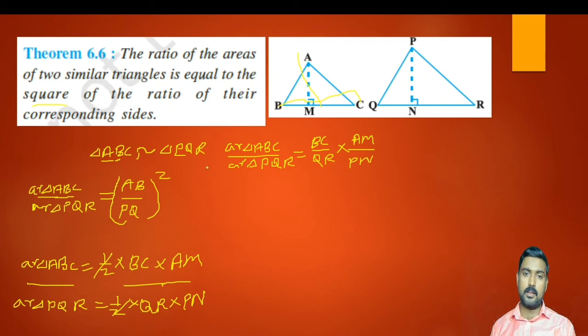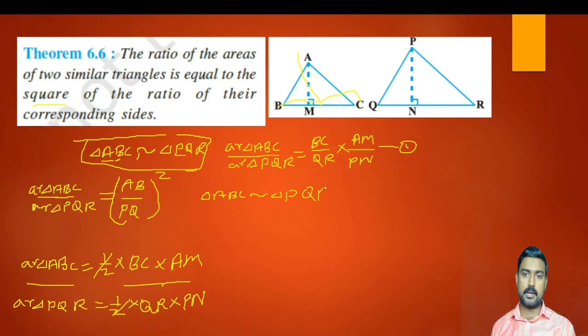Okay. Now it is already given in the question. The triangles are similar. This we can consider. Before that, give this equation number 1. Now we consider triangle ABC similar to triangle PQR.